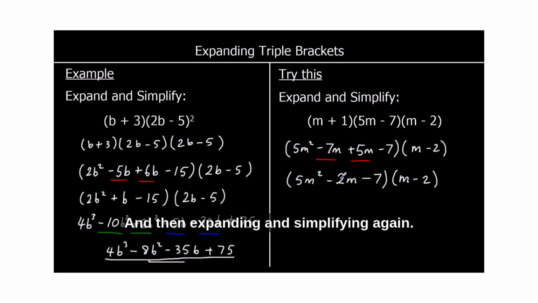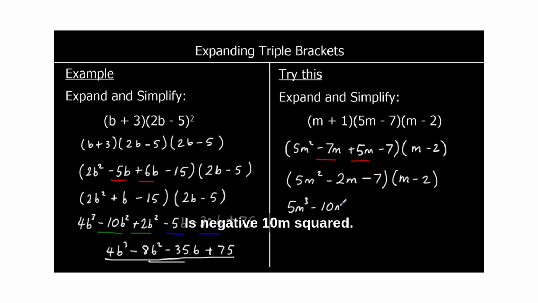And then expanding and simplifying again. So 5m squared times m is 5m cubed. 5m squared times a negative 2 is negative 10m squared. Negative 2m times m is negative 2m squared. Negative 2m times negative 2 is positive 4m. Negative 7 times m, negative 7m. And a negative 7 times a negative 2 is positive 14.